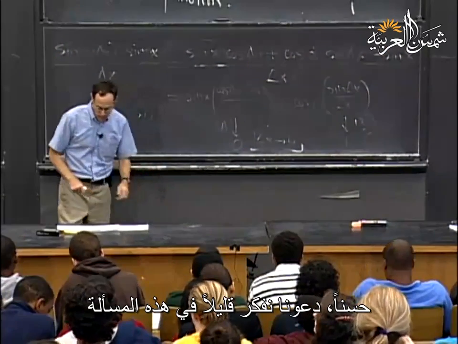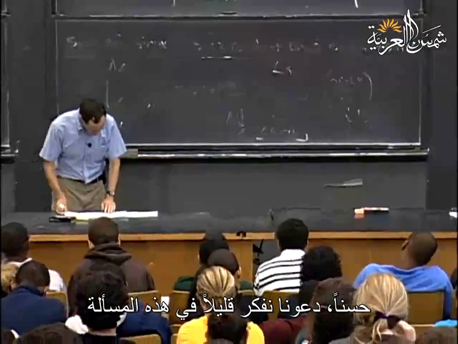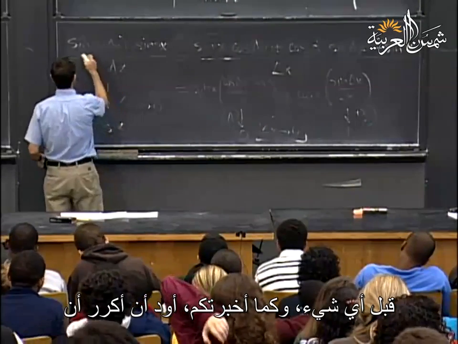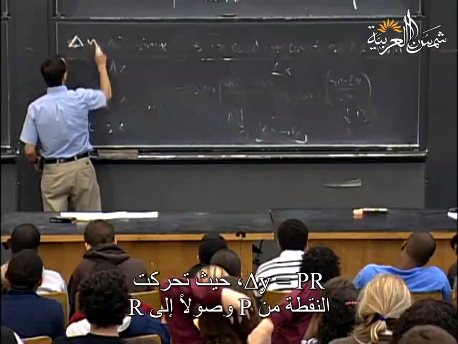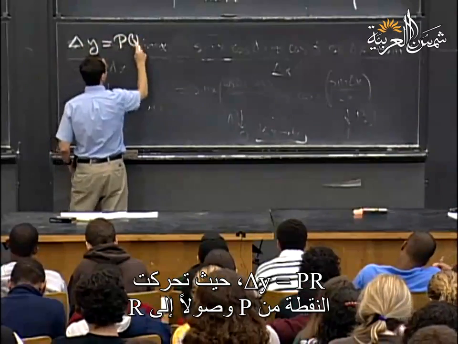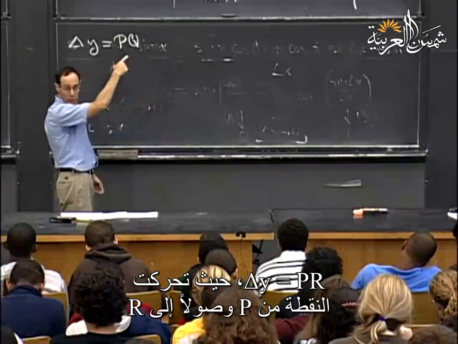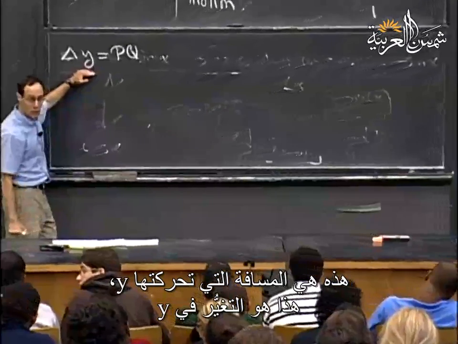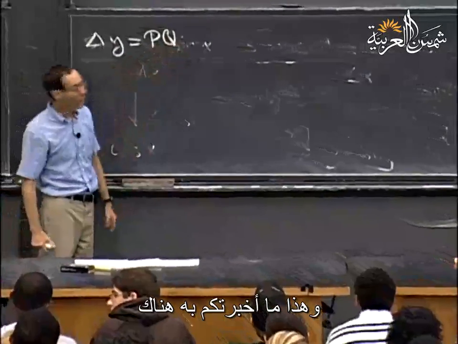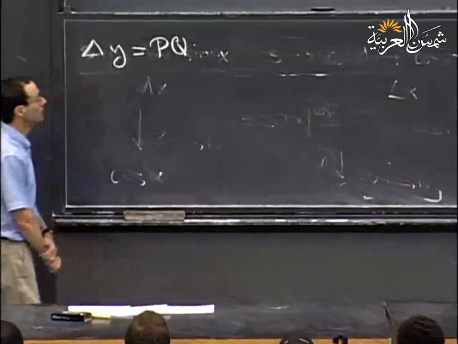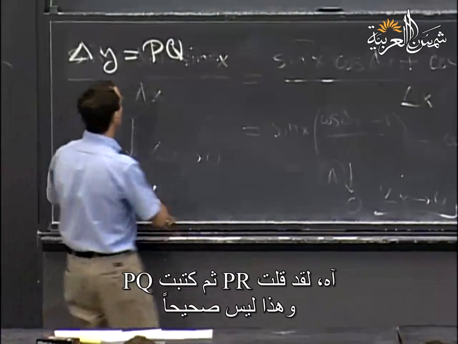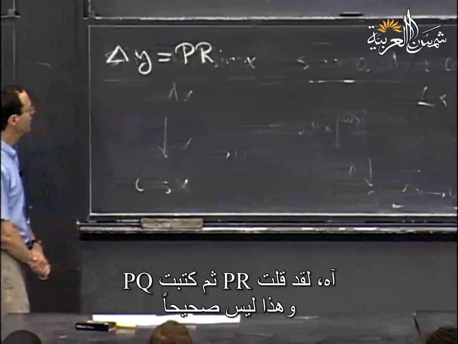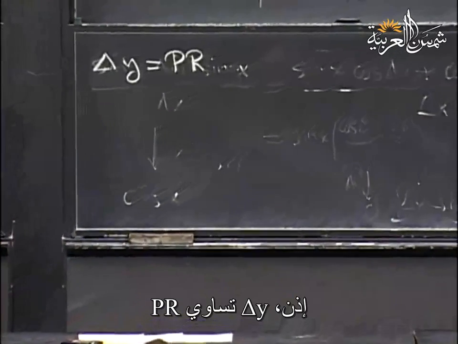All right, so let's just try to think a little bit about what this is. First of all, I've already said this, I'm going to repeat it here. Delta y is PR. It's going from P and going straight up to R. That's how far y moves. That's the change in y. That's what I said up in the right-hand corner there. Oops, I said PR, but I wrote PQ. That's not a good idea. All right, so delta y is PR.